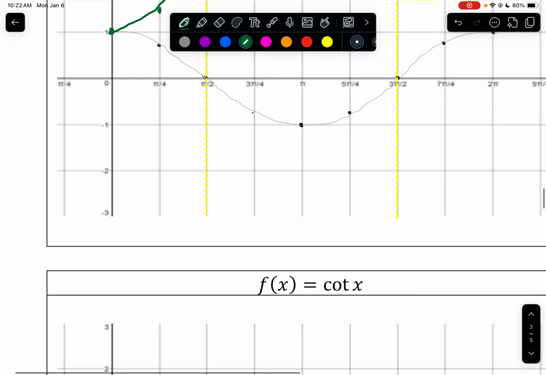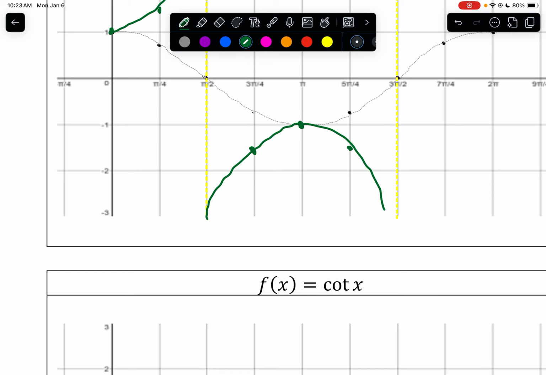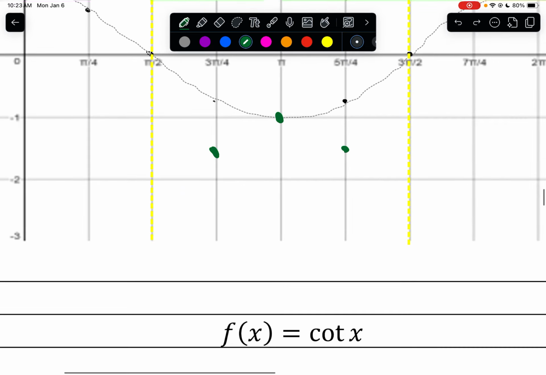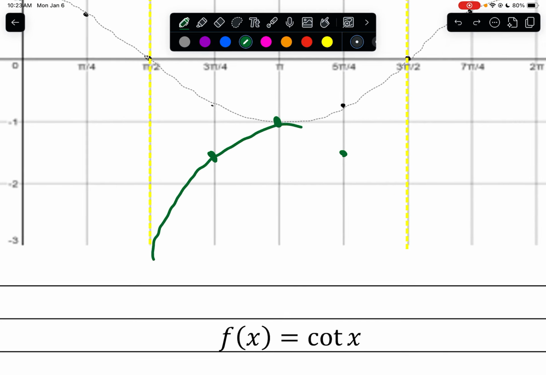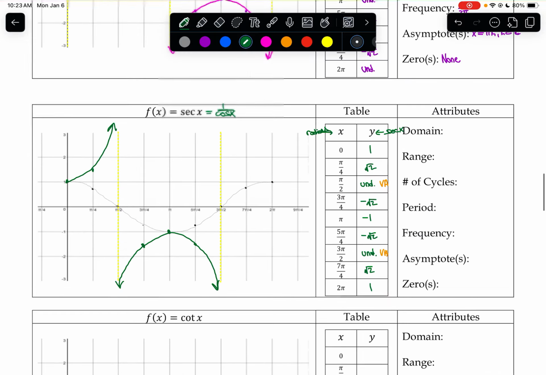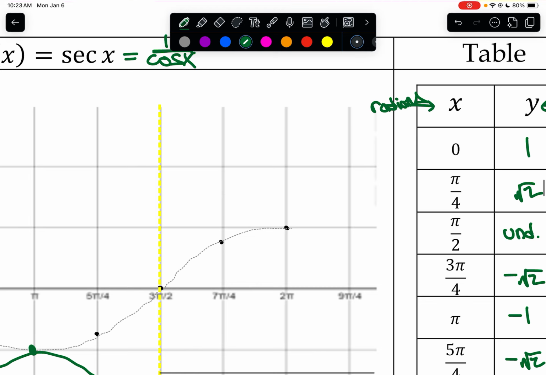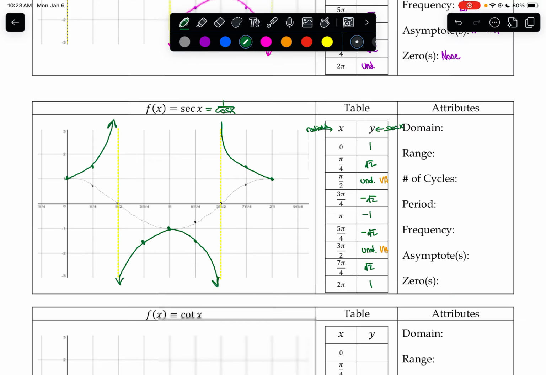3 pi over 4 is going to be at negative 1.4, then negative 1, then negative 1.4. So we're going to have a bowl facing, oh, well, that's terrible. Still terrible, but you know what? Close enough. Okay, and then up here, so at 7 pi over 4, it's going to be root 2. Then at 2 pi, it's going to be at 1. So we're going to have a half bowl about right here.